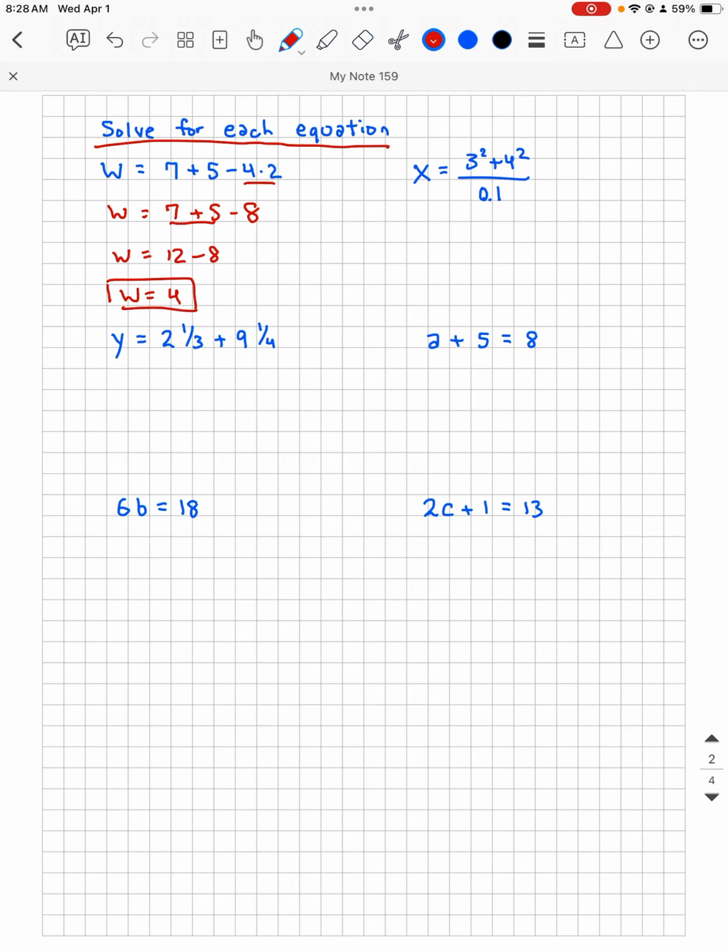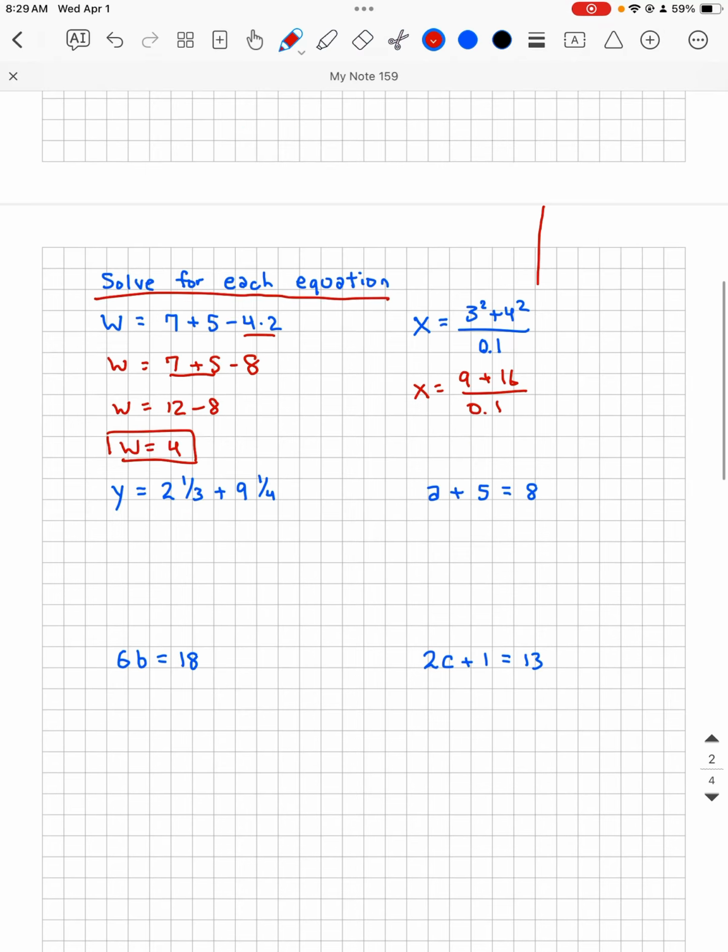So notice, yes, it's exactly the same idea here. For the next one, x is equal to 3 squared plus 4 squared, all divided by 0.1. Same as before then. We're going to go ahead and simplify by going to the numerator and cleaning that up as much as possible. So x is equal to 3 squared will give us 9, plus 4 squared will give us 16, and then all divided by 0.1.